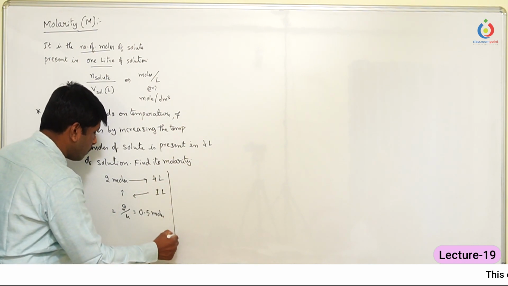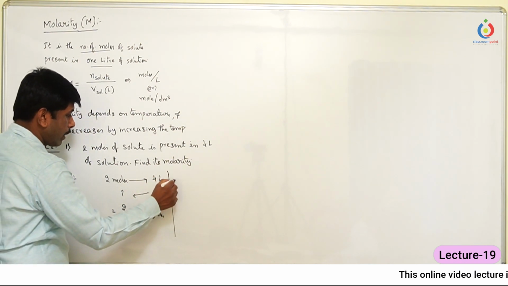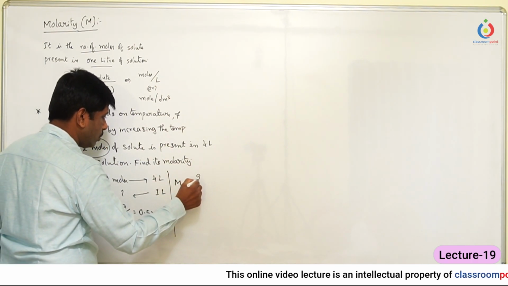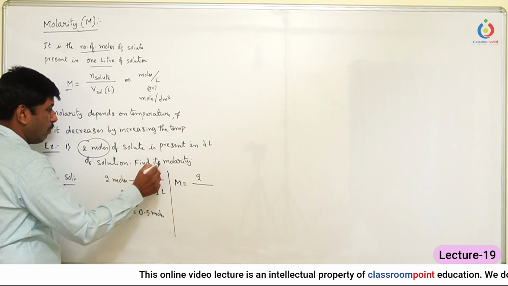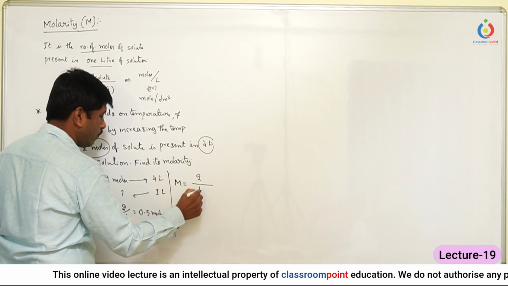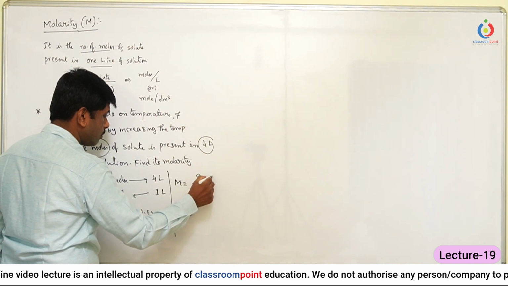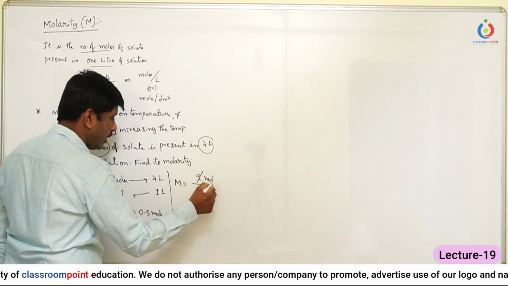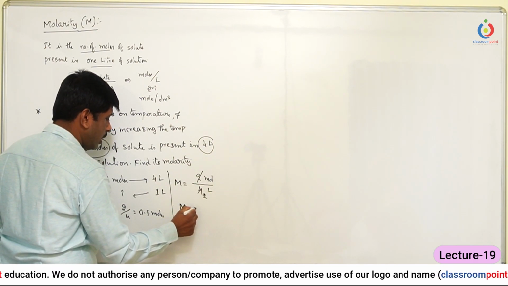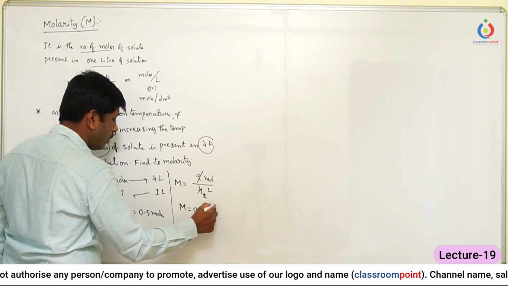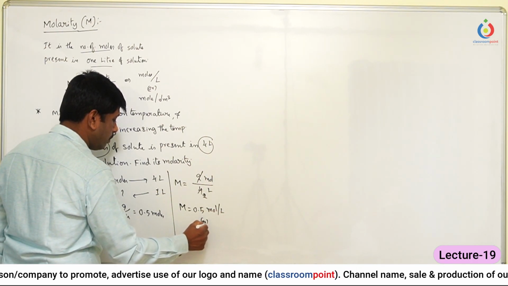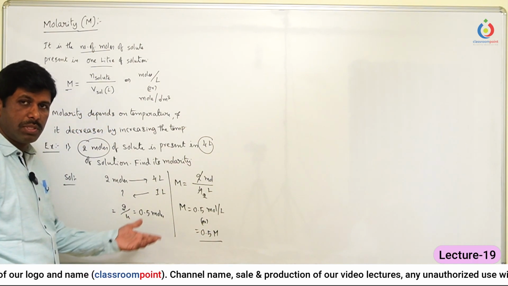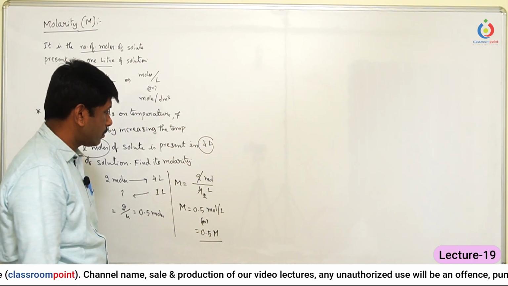Or else use this formula to solve the question. Molarity equals number of moles of the solute, given here as 2, and volume of the solution given here is 4 liters. So 2 moles and 4 liters. It goes by 2 times, 1 by 2 means 0.5. So molarity equals 0.5 mole per liter, or else simply you can write this as 0.5 M, where M stands for the molarity, moles per liter.